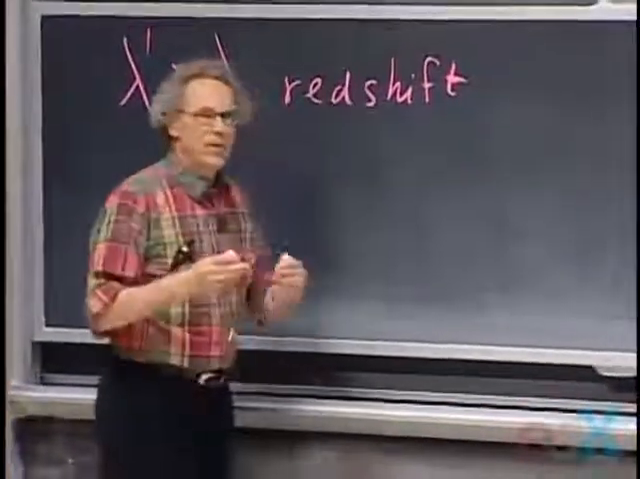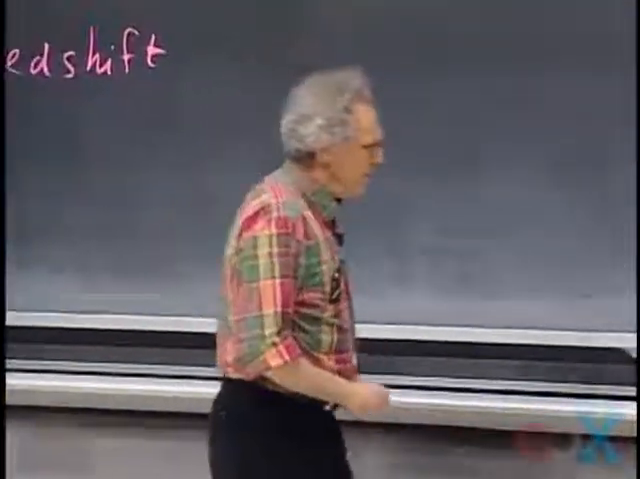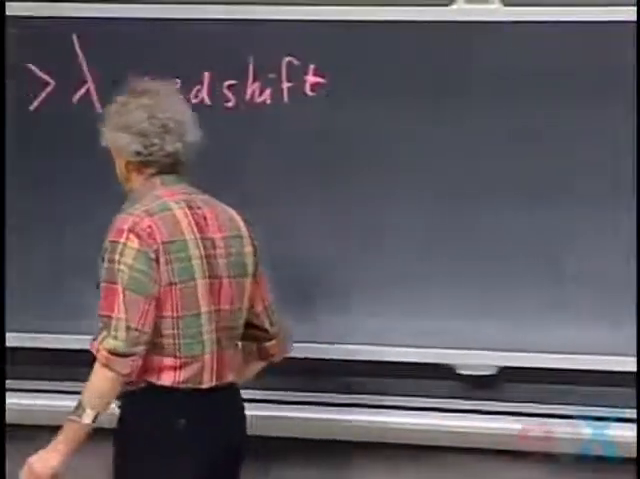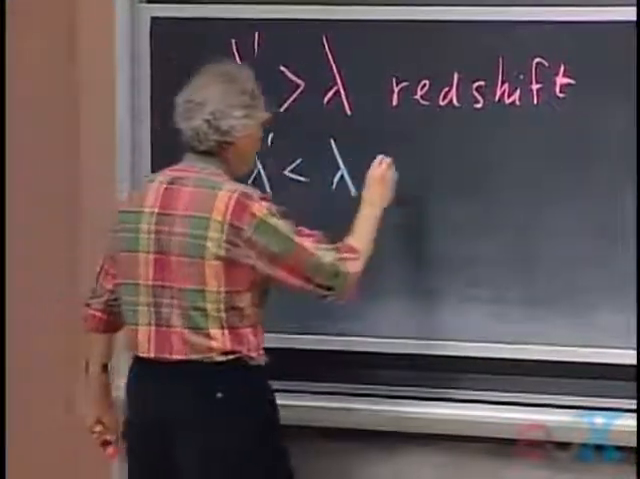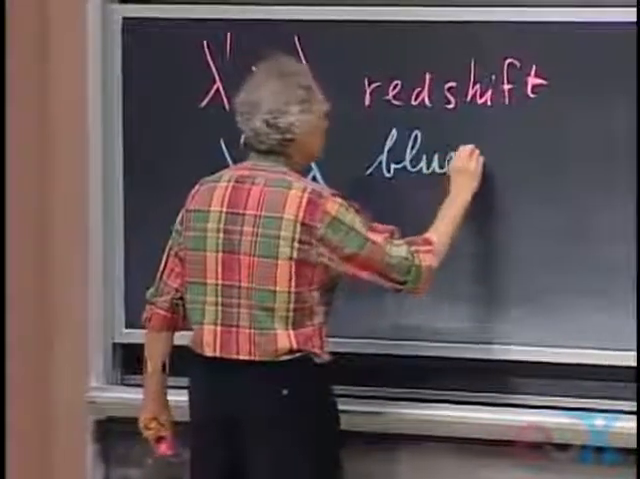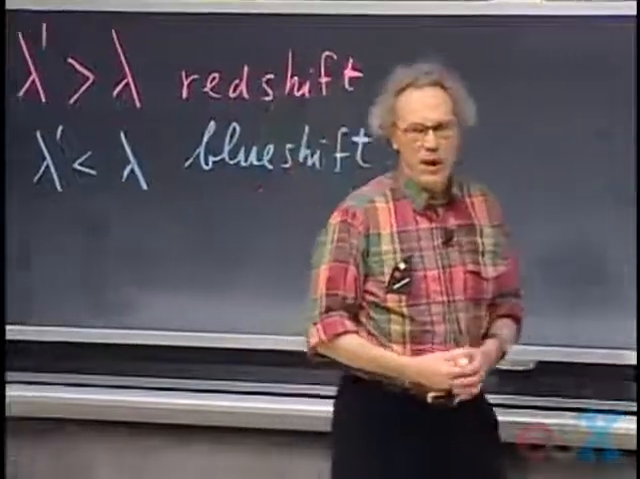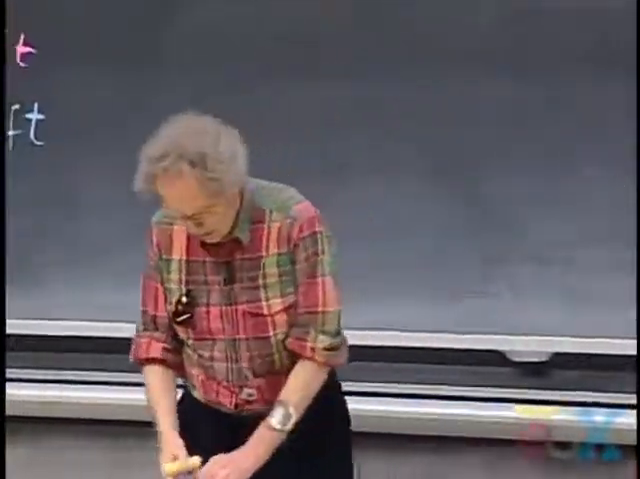It means that we are receding from each other. If, however, I measure lambda prime to be smaller than lambda, we call that blue shift in astronomy, and it means that we are approaching each other. And so we make reference to the direction in the spectrum where the lines are moving.